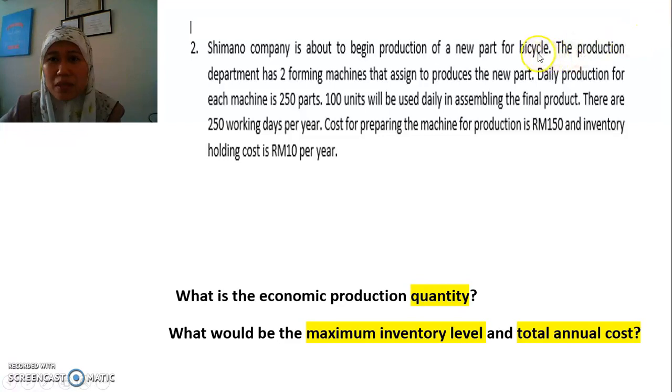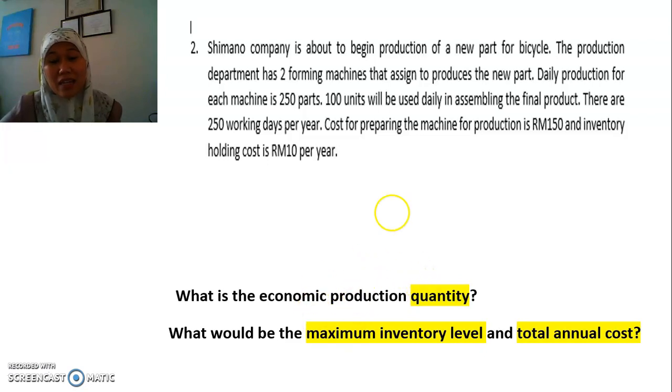For this example, they give a bicycle in which they have information on the parts, okay? The production of the parts, and then the rate of assembly of the parts. And another clue is here. They ask us on the economic production quantity, and then we know that it's a POQ.